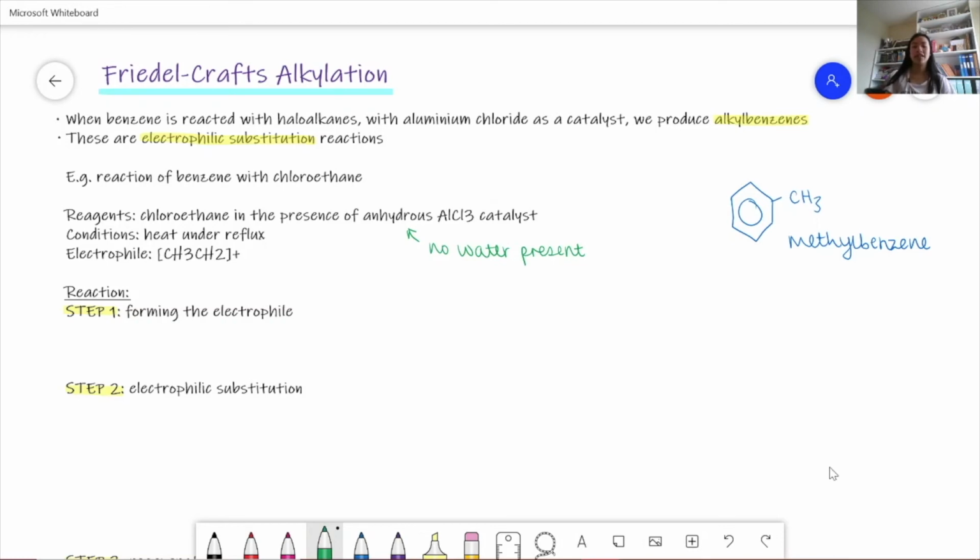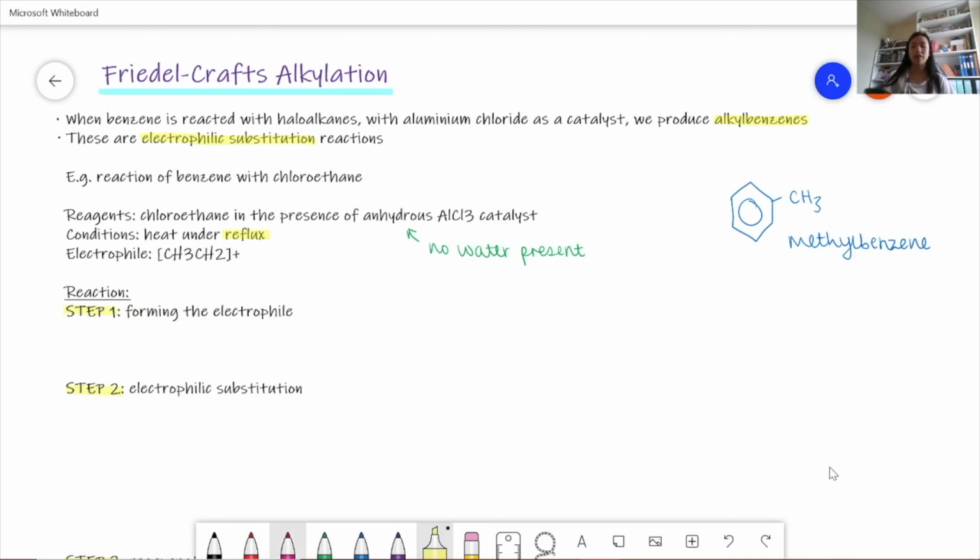So again, reflux is when we have the condenser straight above the thing we're heating it in. And the electrophile is this CH3CH2+. And the electrophile would differ for different haloalkanes, but for chloroethane, this would be the electrophile.